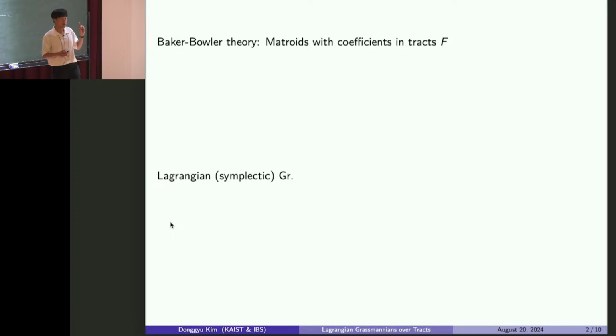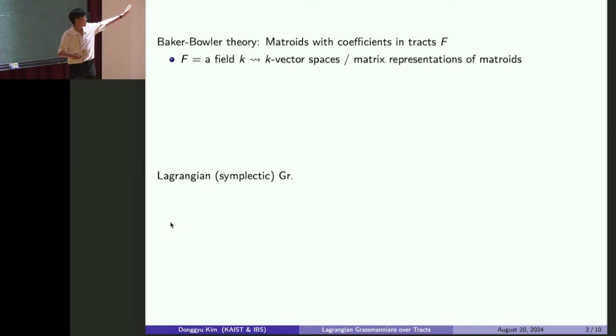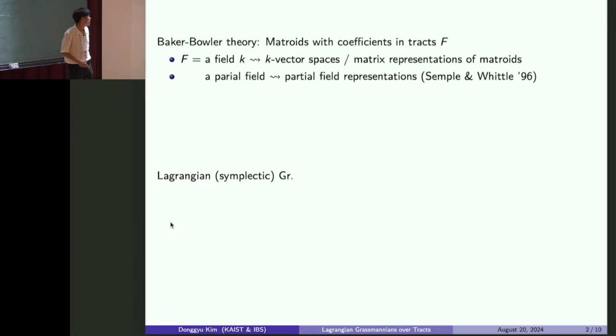The Baker-Bowler theory is one fascinating result about matroids with coefficients, which unifies many different concepts like oriented matroids, ordinary matroids, or valuated matroids and so on. I did not define the track yet, but it's something like a field-like object, which of course extends the field, also partial fields or hyperfields. If we take F as a field, then this is nothing but a usual vector space. And if we take a partial field, this is quite related with partial field representation.